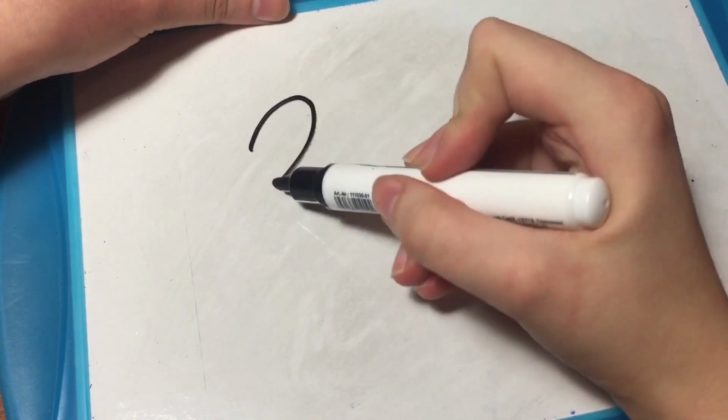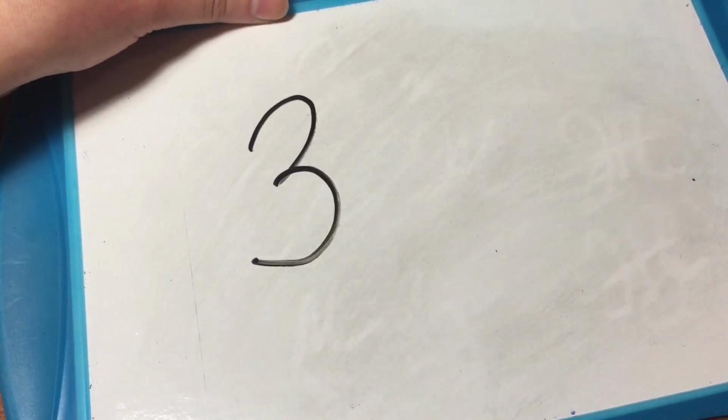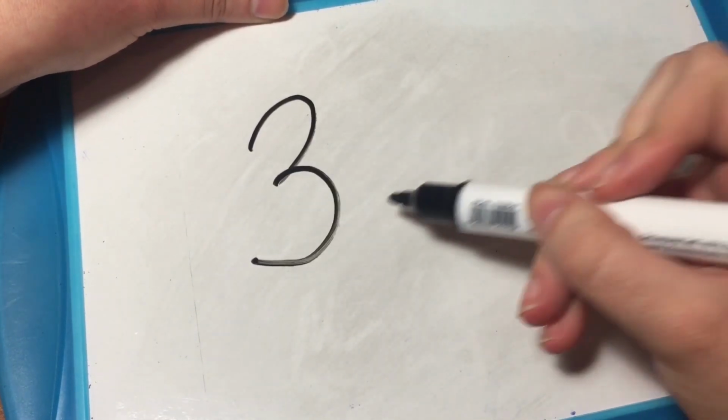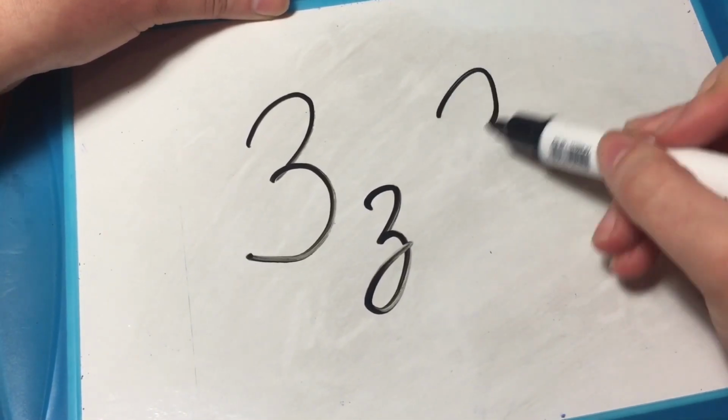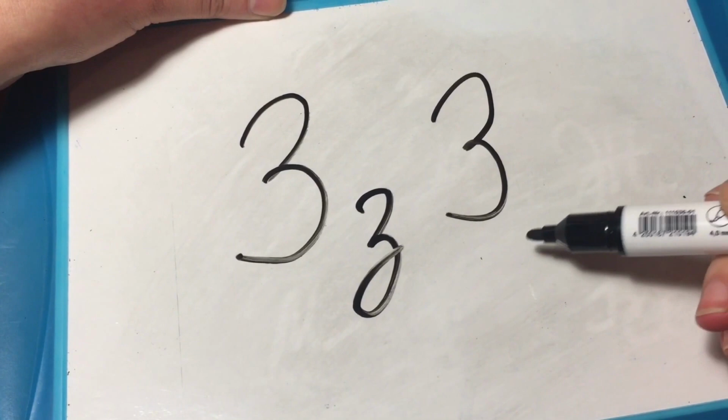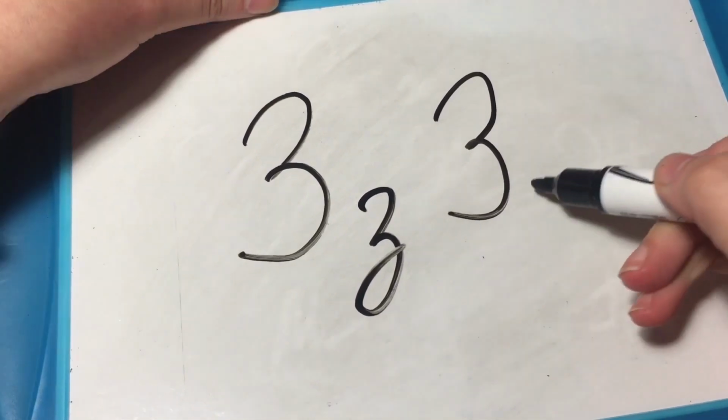Next letter is z, and the capital you write like this, which is like the number 3. This is z, and the small one will be like this. So the capital one is just like 3 z, and the small one like this.